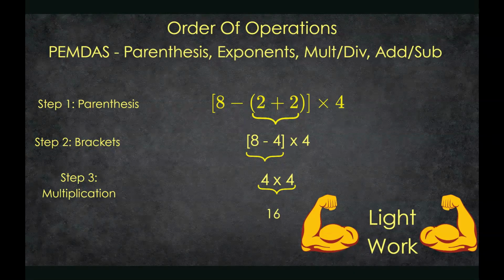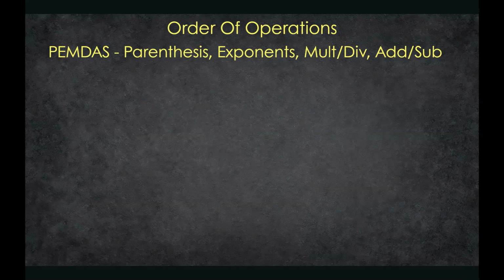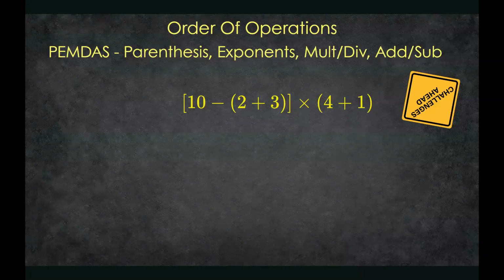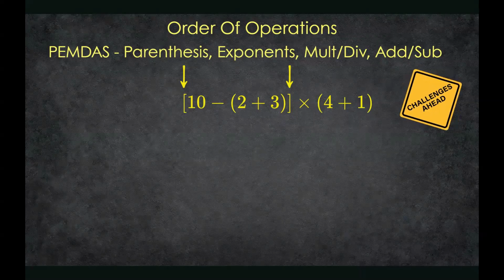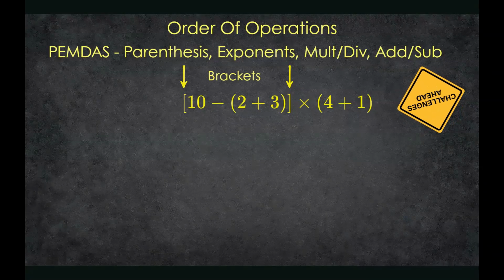All right, let's go ahead and take a look at one more. This one's going to be even more difficult. So now we're starting to get into some more complex equations. We've got 10 minus [2 plus 3] times [4 plus 1]. So in this problem, I am seeing some brackets. I see 10 minus 2 plus 3 in that bracket. And then on the outside, I see parentheses. I want to go ahead and take care of those parentheses first.